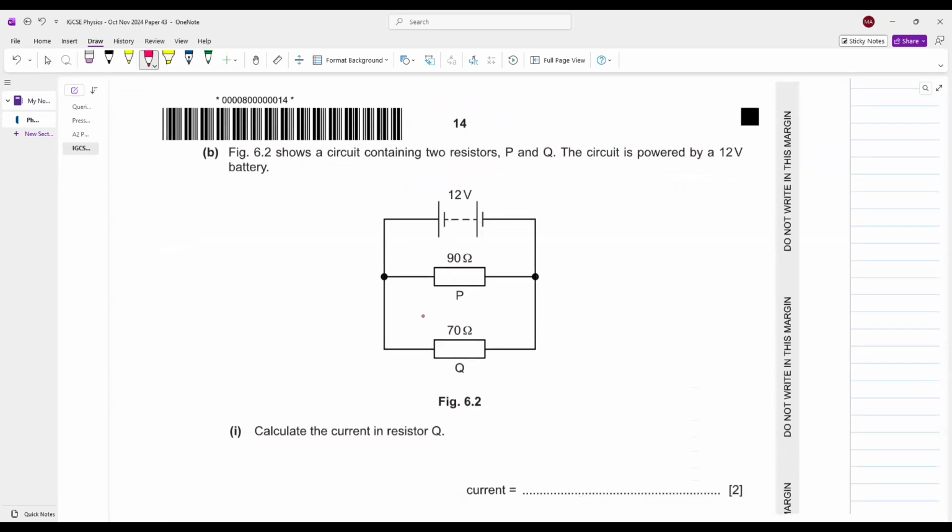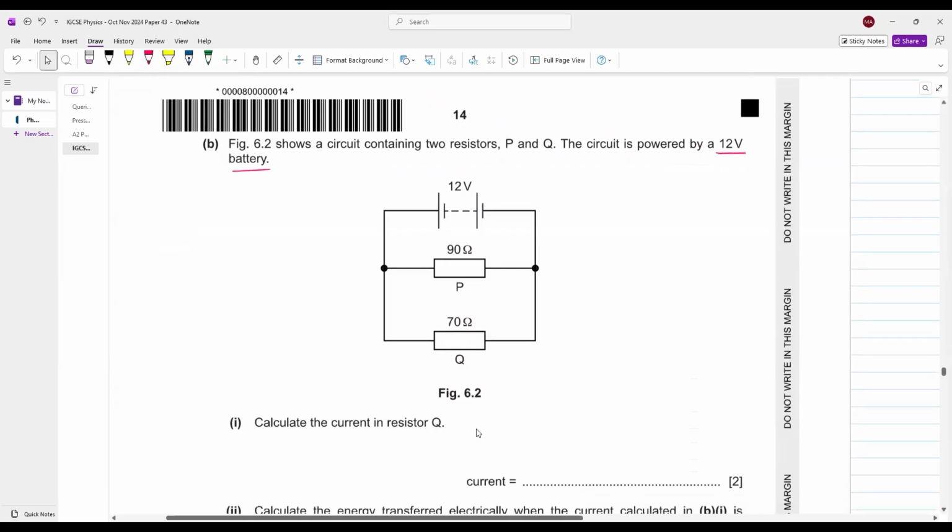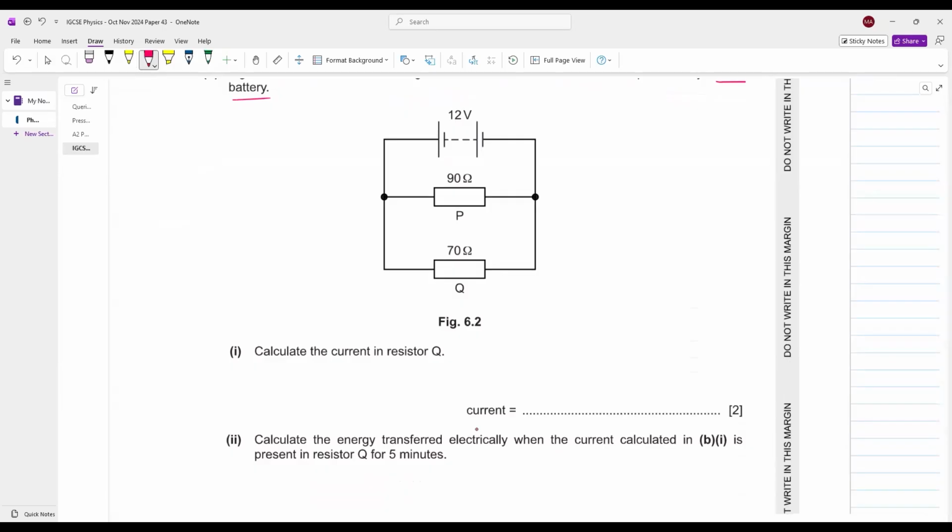Figure 6.2 shows a circuit containing two resistors P and Q. The circuit is powered by a 12-volt battery. Calculate the current in resistor Q. This is 12 volts. Resistance is 70. Can you calculate the current?